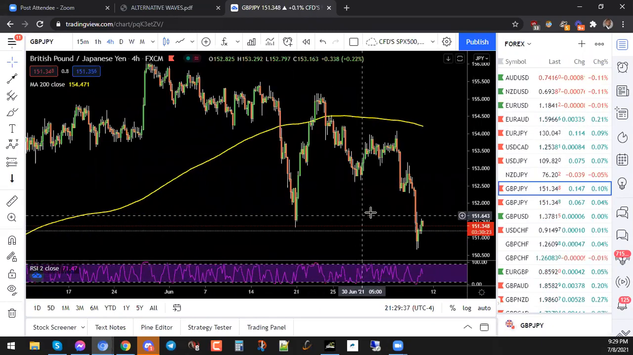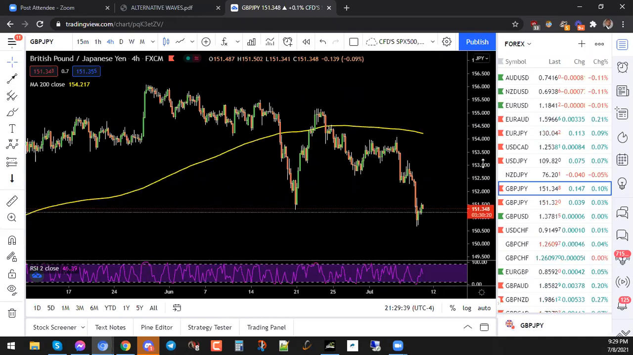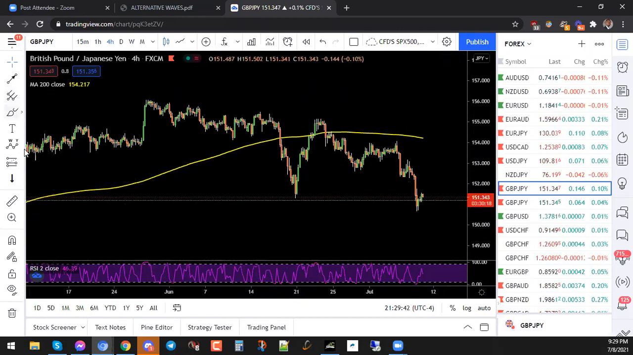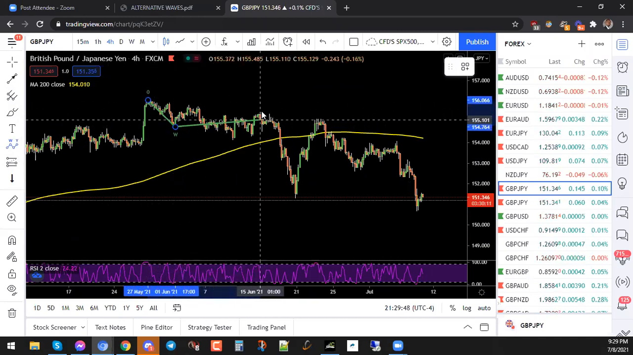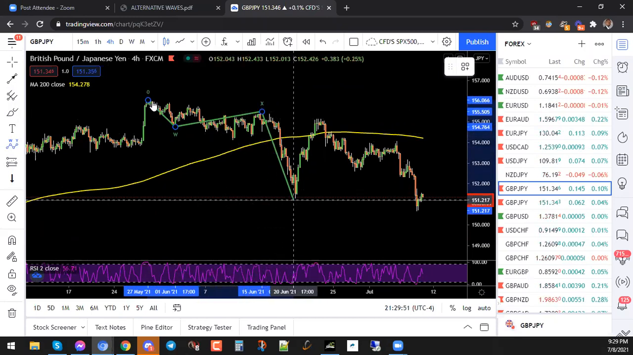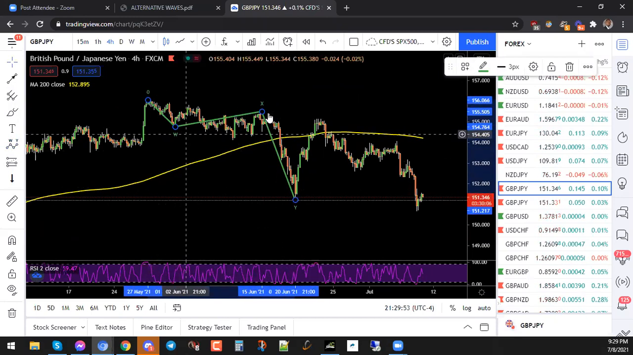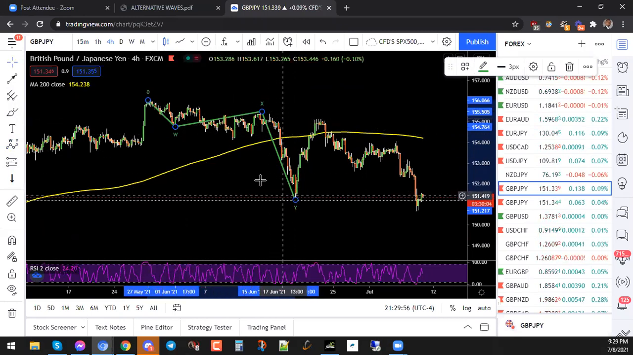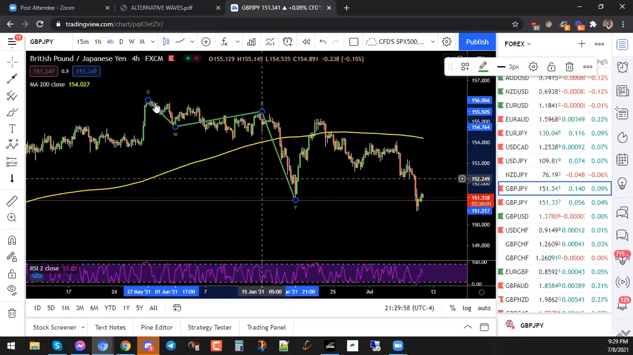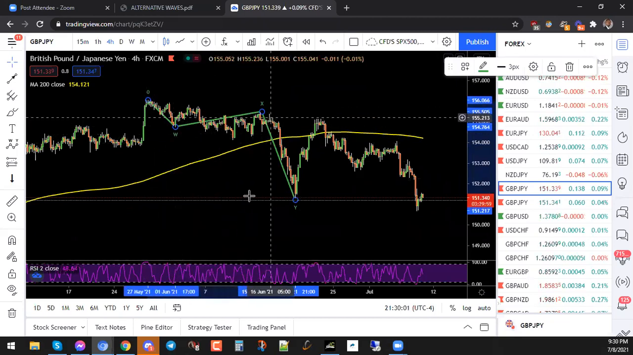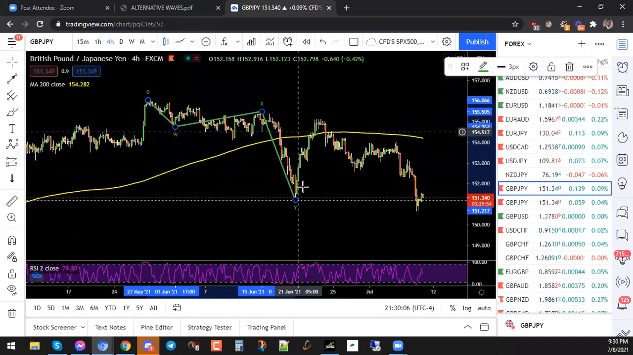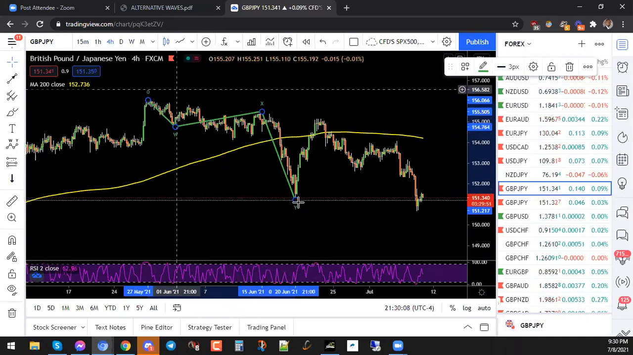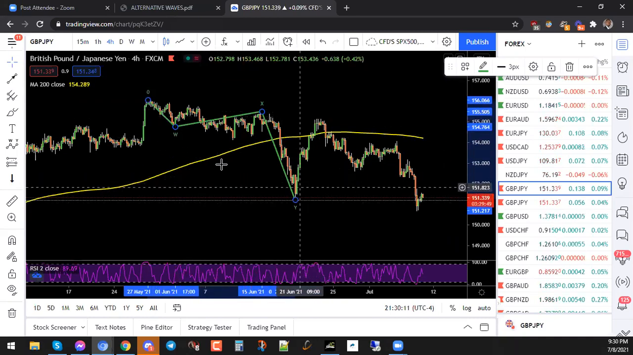All right. Look at this. So look at this one, right? I would label this one W, X, Y. That's how I would look at it, as a 3, 3, 5 corrective structure. After that structure is complete, I will expect impulse, because this is a complete correction. I expect impulse. We did get an impulse.